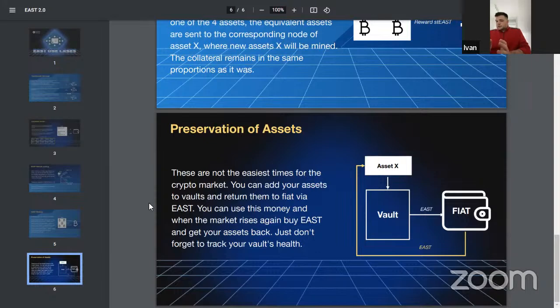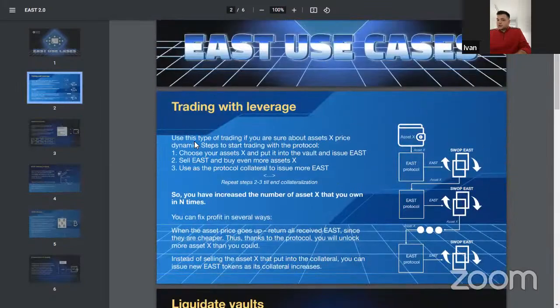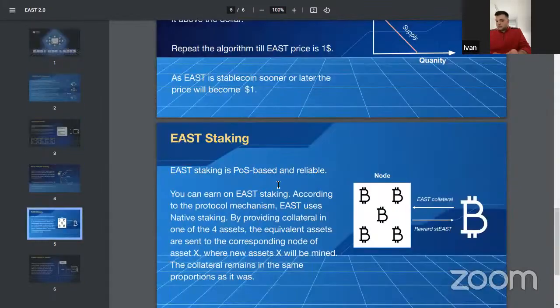The only thing you should do in this scenario is sometimes check the health of your vault, because if the collateral level is very low, you can lose all your position. So these are all the use cases that we have, the most interesting use cases that we have.